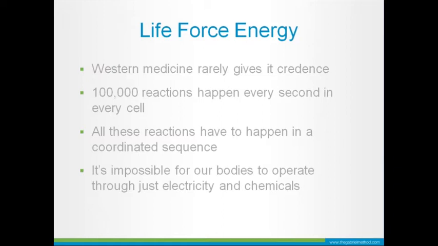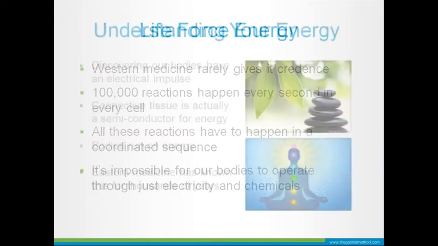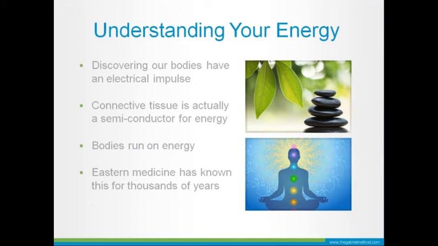And there's 100,000 reactions that happen every second in every cell of your body, and there's 100 trillion cells in your body. So all of those reactions have to happen in a coordinated sequence. It is literally impossible for our bodies to operate based on the way we thought they did through just electricity and chemicals. And what they're discovering is that our bodies have an electrical impulse, and that in fact they've discovered that our connective tissue is actually a semiconductor for energy. And in reality, our bodies are run on energy.